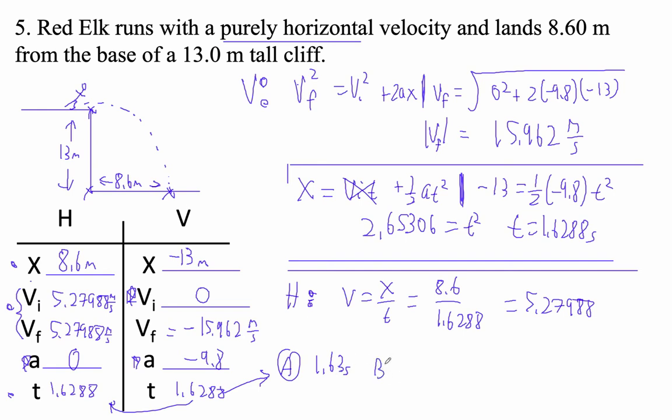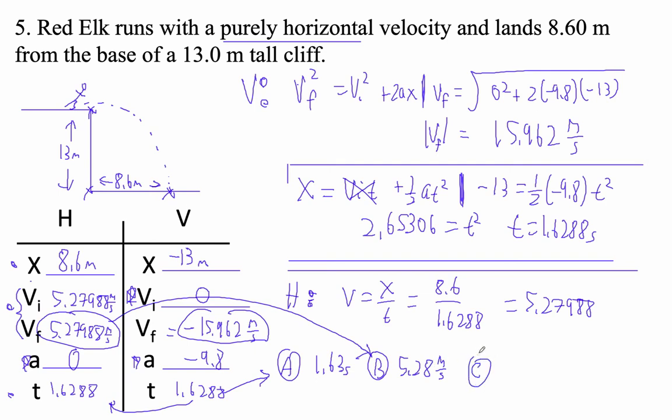B says, what is his horizontal velocity? That's going to be this guy. No, sorry, that's going to be this guy. So 5.28, I guess. All right, did I get that right? Ooh, I sure as heck did. C says, what is his final vertical velocity? And that's going to be this guy. VF is equal to negative 15.962 meters per second.